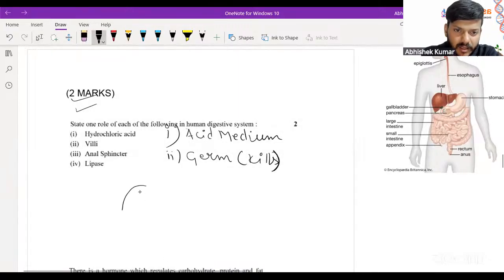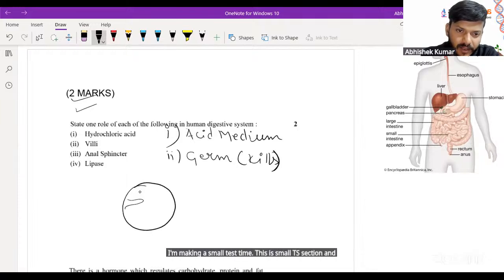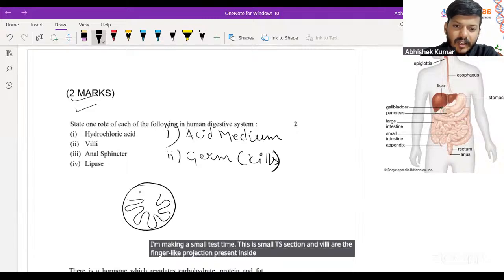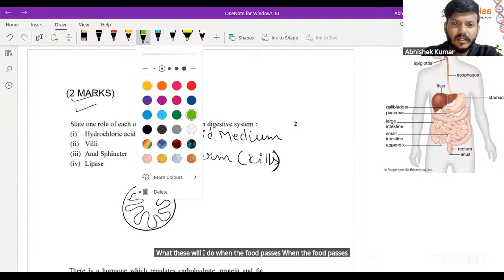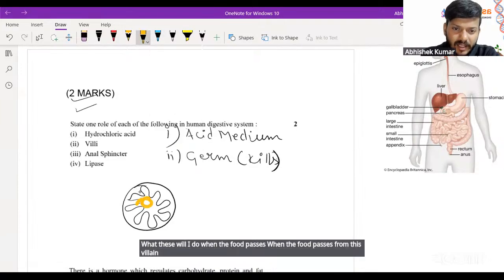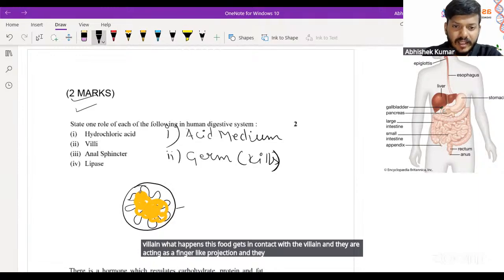I'm making a small intestine. This is the small intestine TS section, and villi are the finger-like projections present inside the small intestine. What do these villi do when the food passes by them? This food gets in contact with the villi, and they act as finger-like projections, and they increase the surface area.